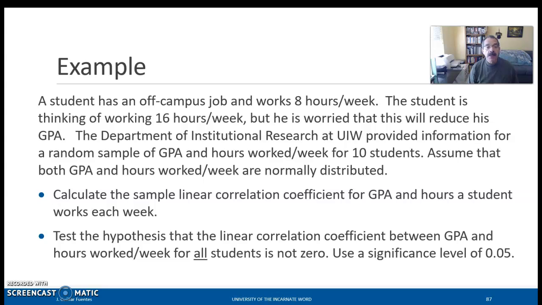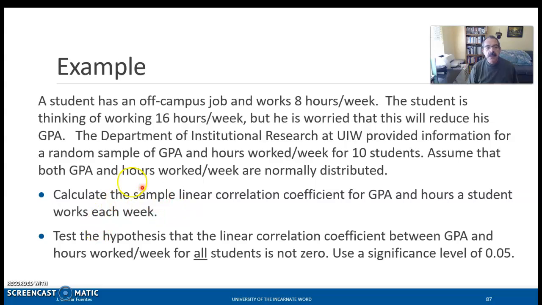In this part, we're going to talk about this example, the same one we've been talking about in previous parts, where a student has an off-campus job and works 8 hours per week. This person is thinking of increasing his workload of external work to 16 hours per week, and he wants to find out how much that will impact his GPA.